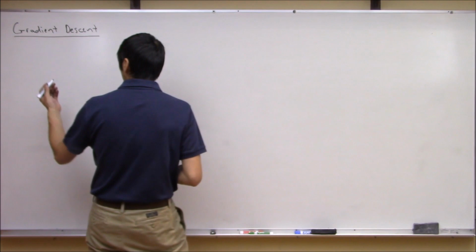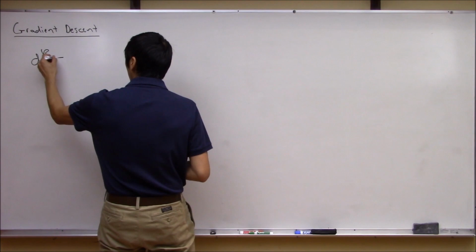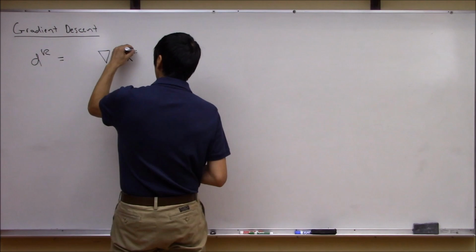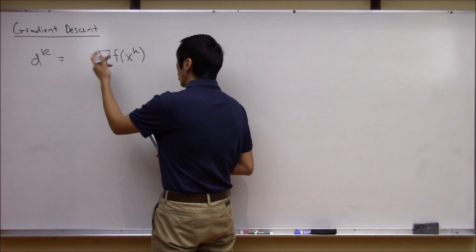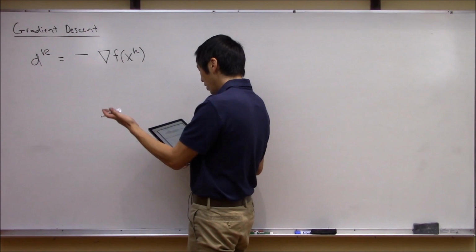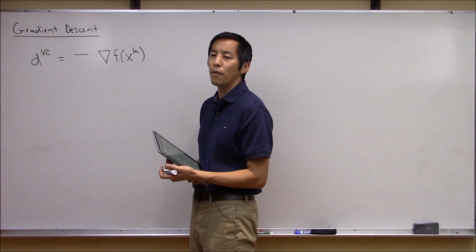Again, the direction you're going to choose at step k is basically going to be the gradient of the cost function at this point. Remember, the gradient gives you a vector in the direction of maximal function increase. I don't want increase, I want decrease, so all you have to do is stick a negative sign in front of it. Literally, that's it. This is the direction of maximal descent.